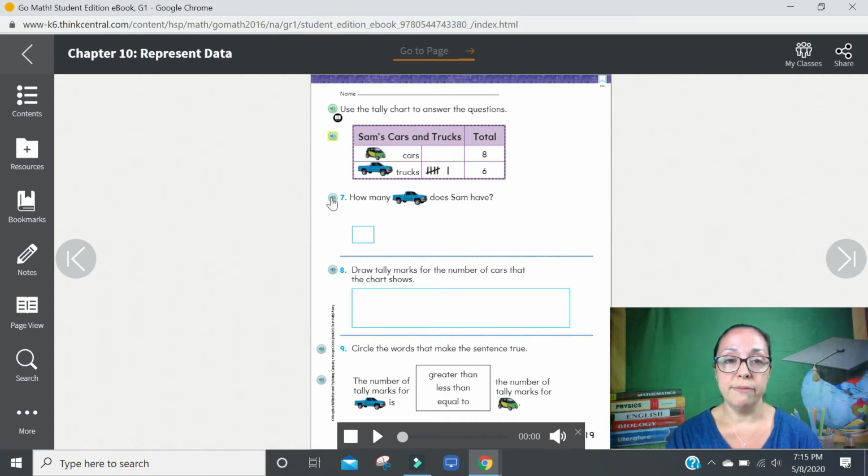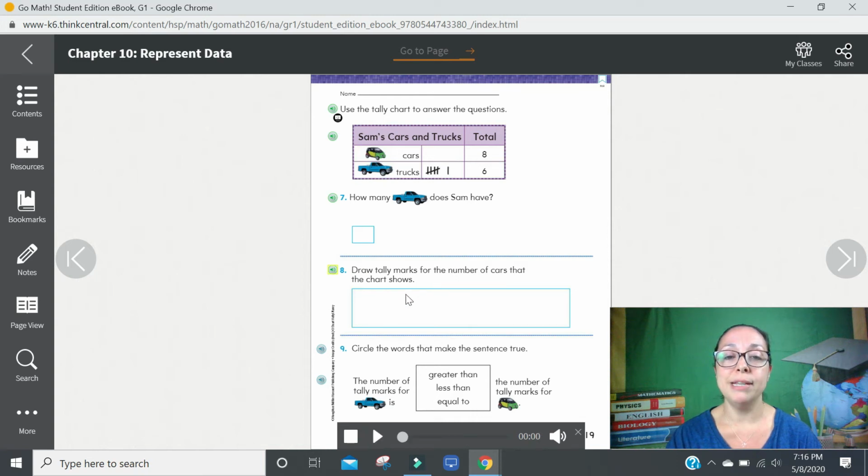Let's look at number 7. 7. How many trucks does Sam have? ¿Cuántos camiones tiene Sam? Write the number on the line. That should be nice and easy. Eso es fácil. Número 8. 8. Draw tally marks for the number of cars that the chart shows.